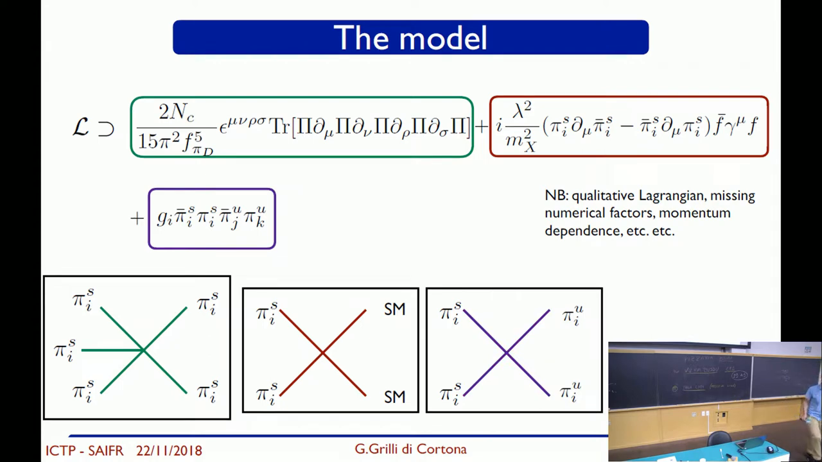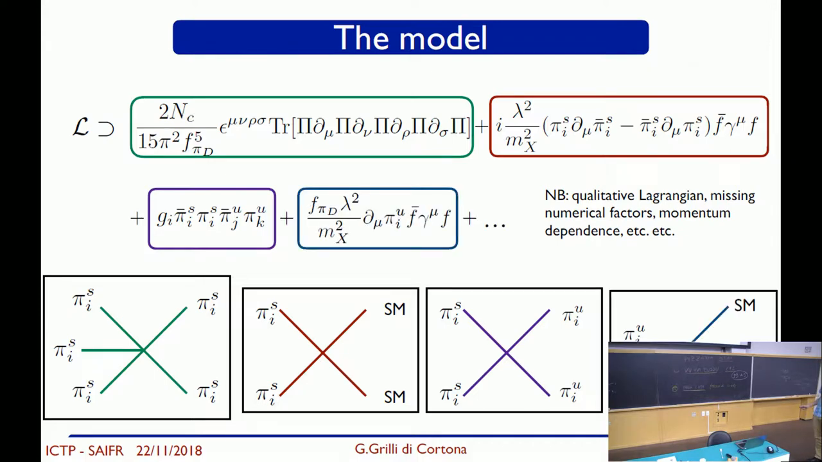Then we have also a term that will allow the possibility of annihilating two stable pions into two unstable ones. And finally, we have that the unstable pions can decay into two standard model fields through this operator here. Of course, taking into account that this Lagrangian is just a qualitative Lagrangian. Here, I didn't put all the terms. There are missing factors, and there are also other missing terms that I'm not going to explain right now.